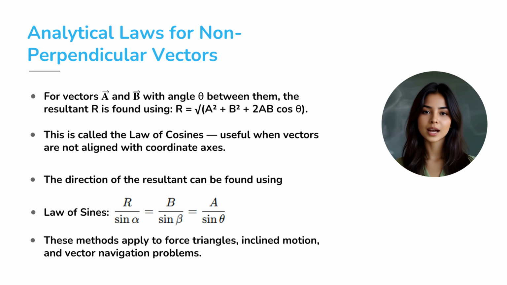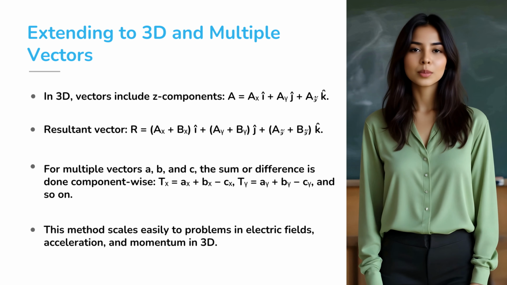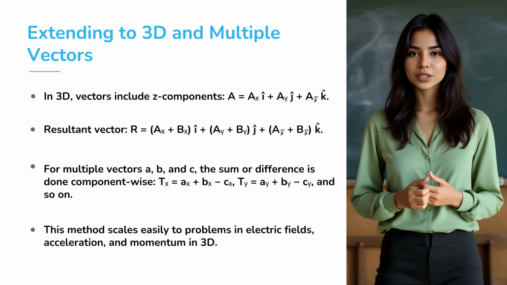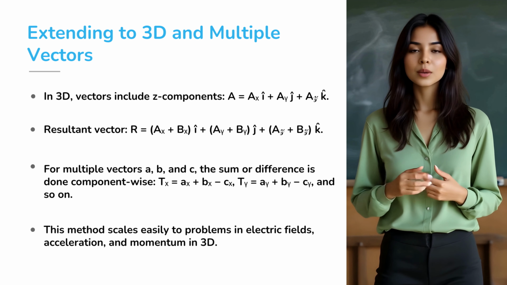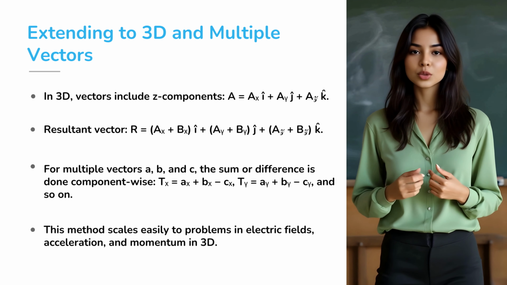To determine the direction of the resultant, we use the law of sines, which states R over sine alpha equals B over sine beta equals A over sine theta. These analytical laws are powerful tools when solving problems involving force triangles, inclined motion, or vector navigation. What if your problem isn't confined to a flat surface? No worries, we've got 3D vector addition too.